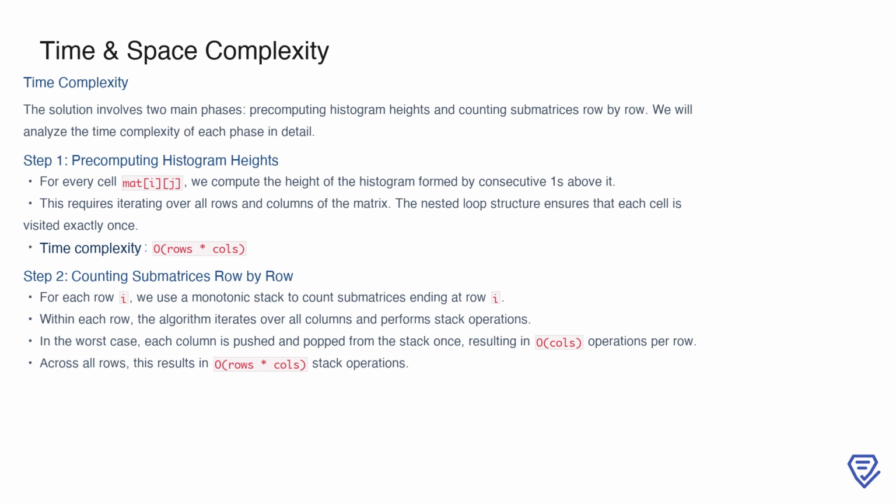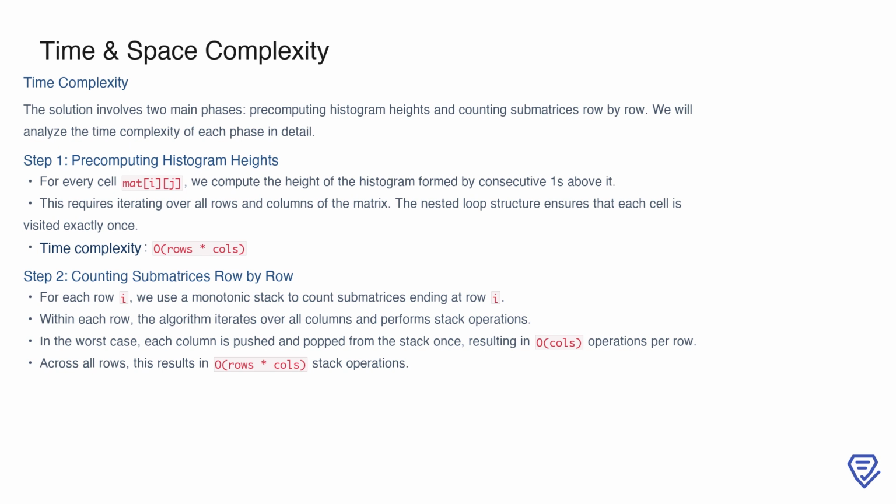First, we pre-compute the histogram heights for each cell. For every cell in the matrix, we determine how many consecutive ones extend vertically above it. This is done by iterating through all rows and columns, visiting each cell exactly once. Consequently, this step has a time complexity of O(rows * cols).